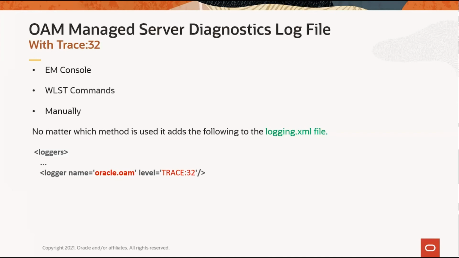And that's what we see in red. That's the little piece that, if you were to make a backup copy of the logging.xml file and look at it, and then go ahead and turn on tracing for the Oracle.OAM and TRACE:32, you would navigate down and you would see this entry in there.